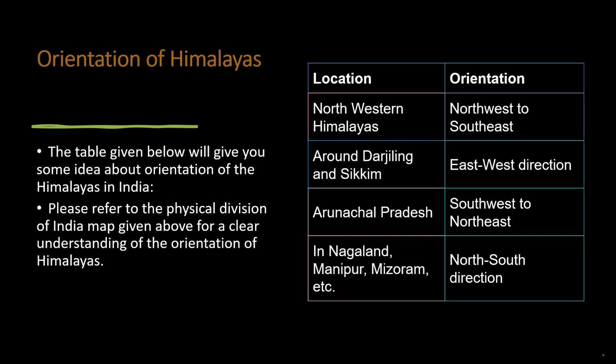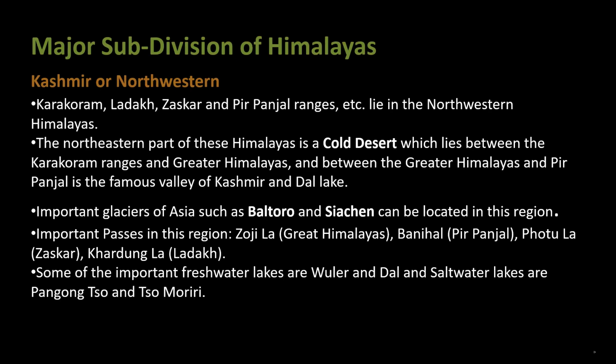Orientation of Himalayas. The table given below will give you some idea about the orientation of the Himalayas in India. Please refer to the Physical Division of India map given above for a clear understanding of the orientation of the Himalayas. Northwestern Himalayas: northwest to southeast. Around Darjeeling and Sikkim: east-west direction. Arunachal Pradesh: southwest to northeast. In Nagaland, Manipur, Mizoram, etc.: north-south direction.